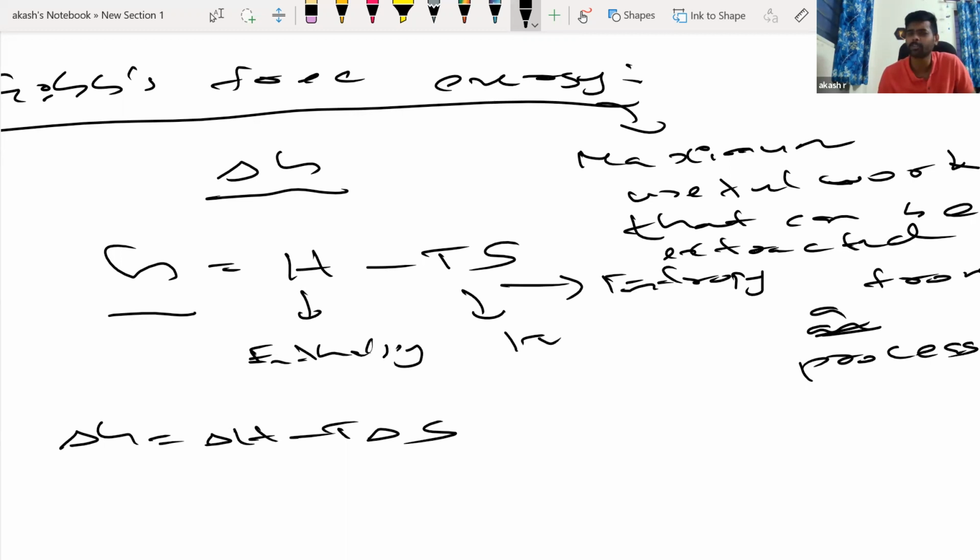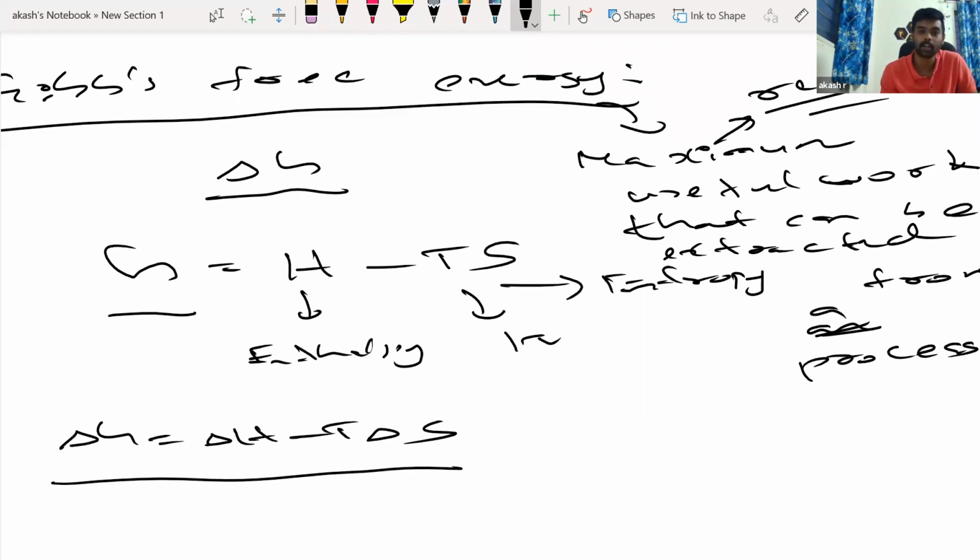What do you mean by maximum useful work? It has something to do with reversible processes. I don't want to go into the details. If you are interested, please go ahead and read further about it. You will get more insight. But for your exam point of view, for your 11th, this is enough. So this is how we mathematically define this and properly give a definition to this.